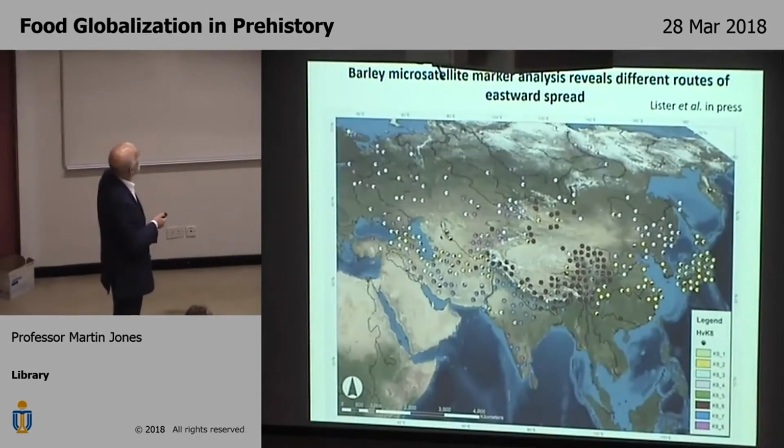In a similar way, this is the eastward spread of barley. Each of these circles is a haplotype, and you can see, though I haven't put ellipses around these, pathways of spread from the origin of barley domestication in Southwest Asia, both below and above the Himalayan uplift, and reaching out to China, Korea, and Japan.